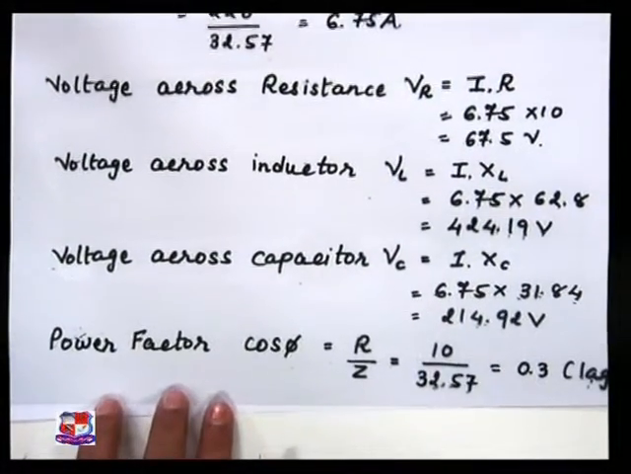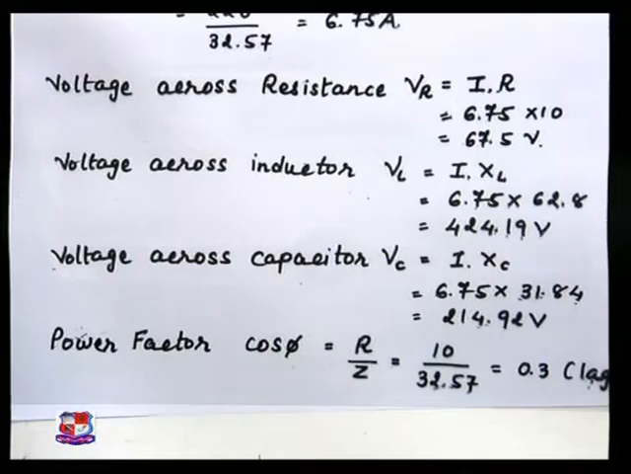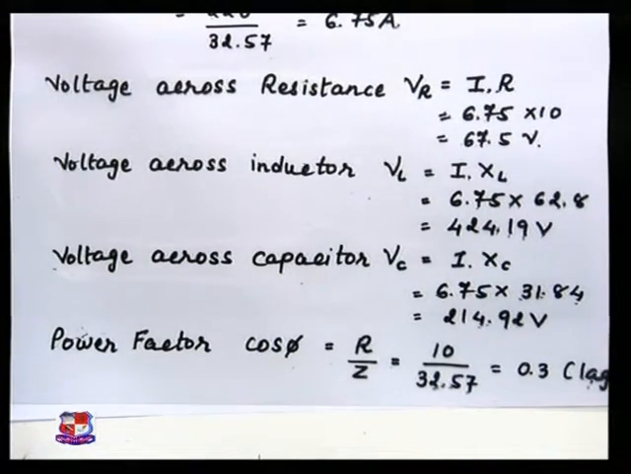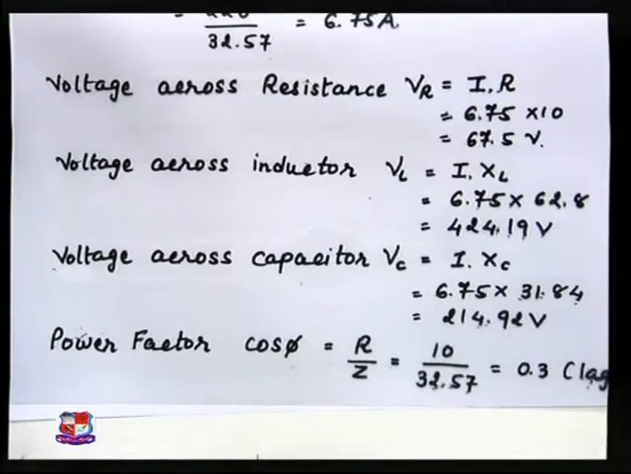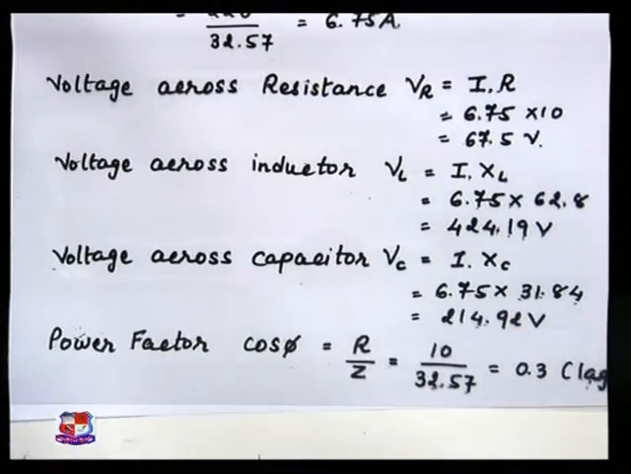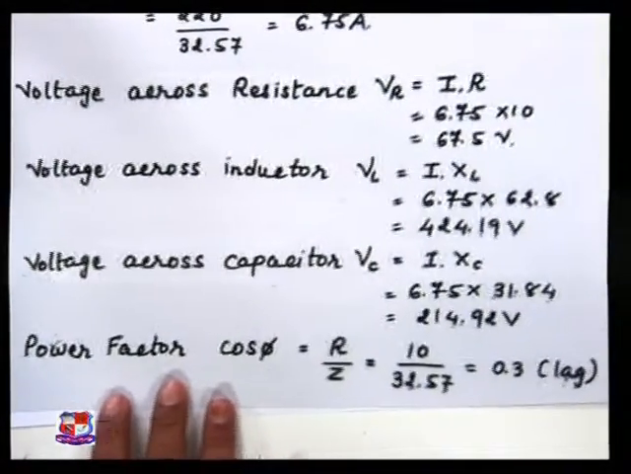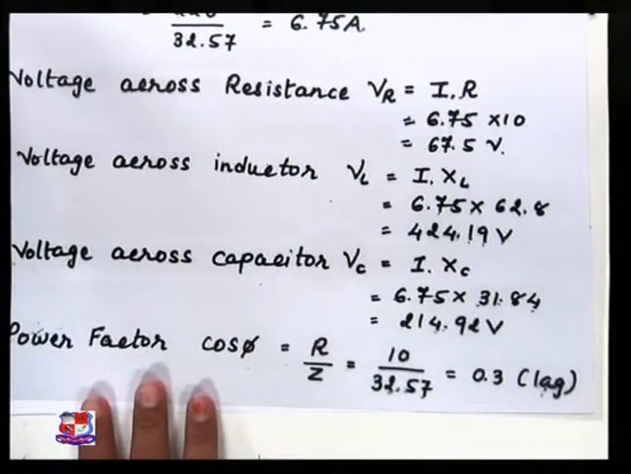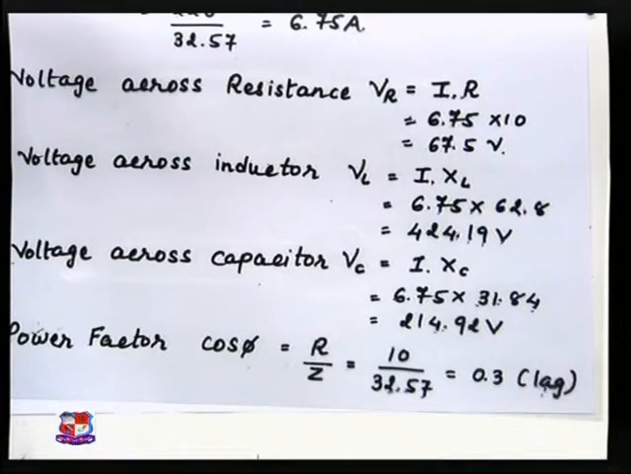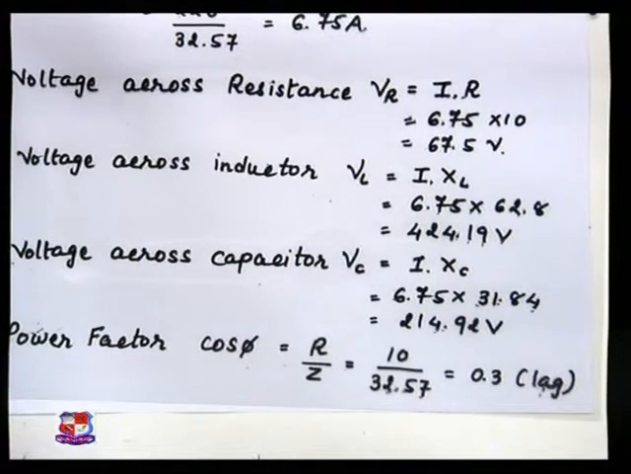Now power factor. Power factor is denoted by cos phi, which is equal to R by Z. R is the resistance of the circuit and Z is the impedance of the circuit. So the value of R is given, it is 10 ohm, and the value of impedance is already found, which is 32.57. So your answer is 0.3.